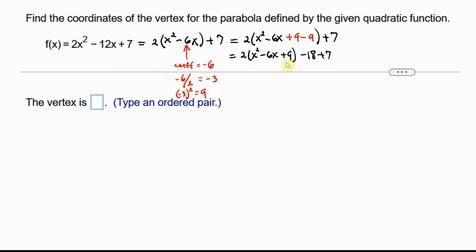Now what's inside of the parentheses is going to be a perfect square trinomial. It's sweet now. So now I can just crank that car up. So this is 2 times, this is automatically just x minus 3, all to be squared. -18 plus 7 is -11. Now that looks like the form that I want. This guy looks like a times x minus h, squared, plus k. So this implies then that the vertex is the 3, -11.